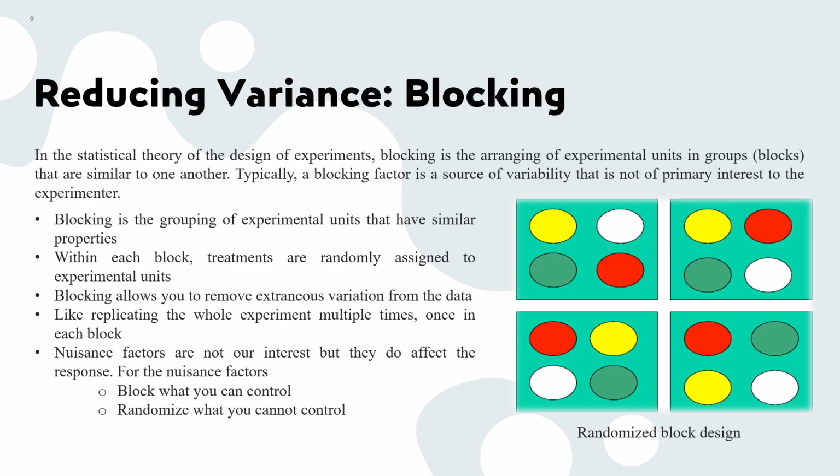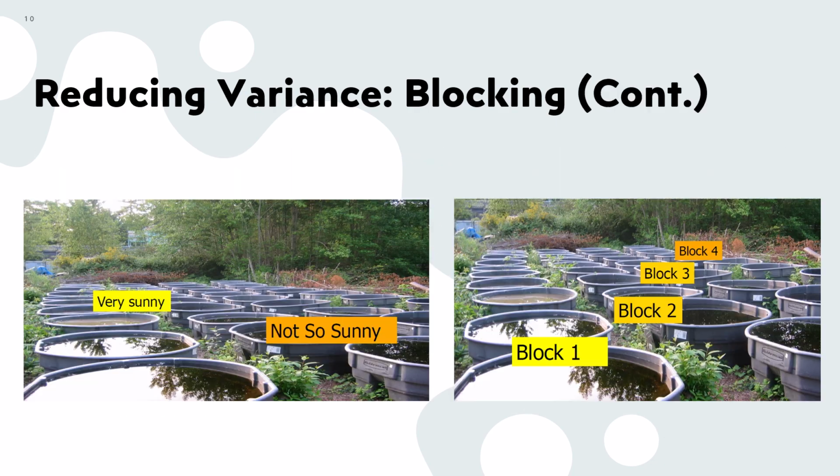By grouping similar units together, blocking, and randomly assigning treatments within each block, we can reduce noise in the data caused by variability in the nuisance factor, improve accuracy of the experiment, and focus more clearly on the treatment effects we care about. Blocking is like repeating the entire experiment multiple times, once in each block, but in a more efficient and structured way. Suppose we're conducting an experiment to test 3 different fertilizers on plant growth.